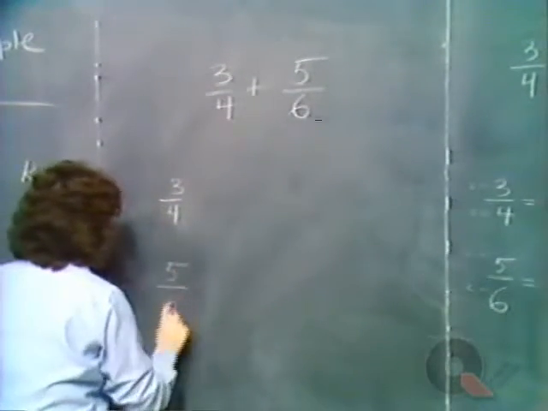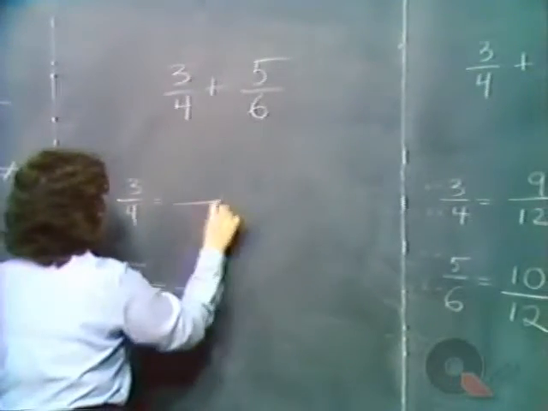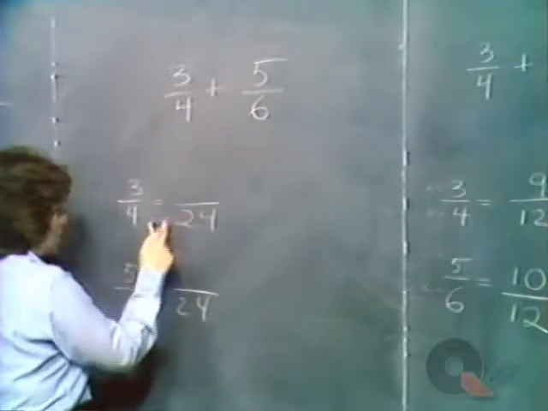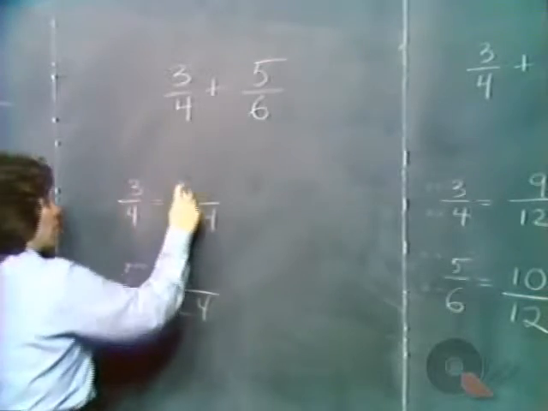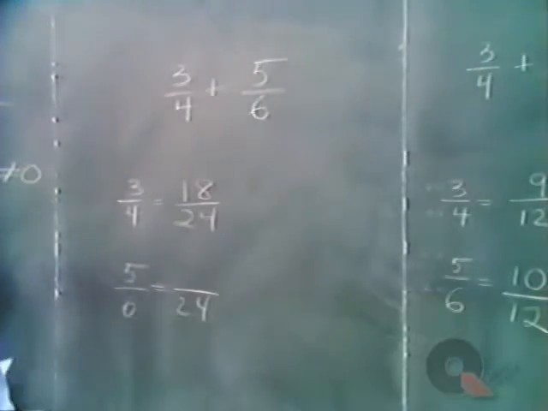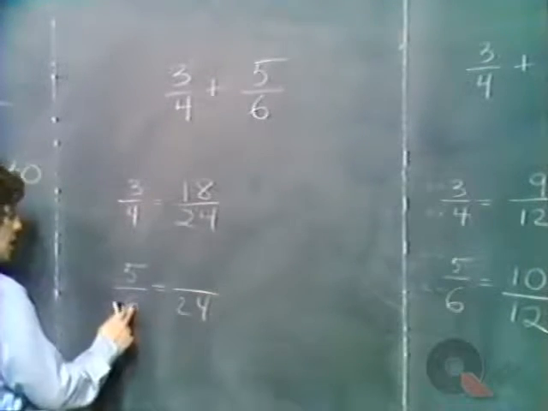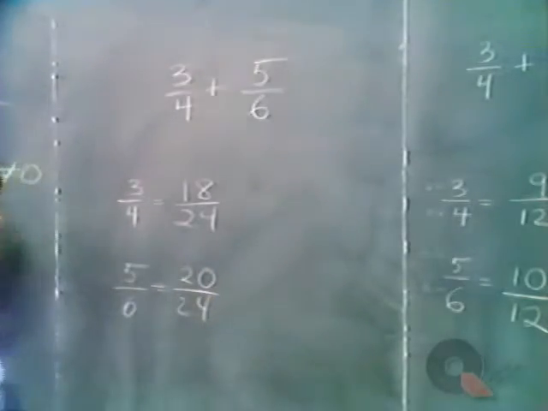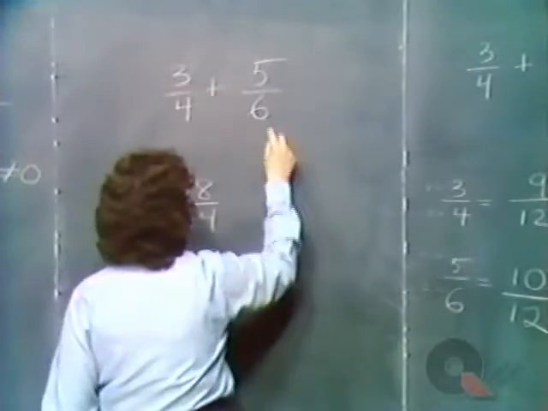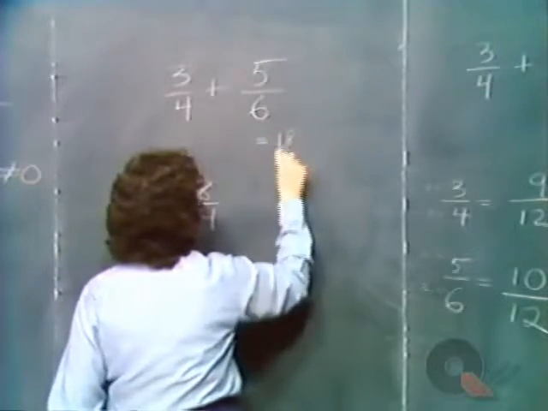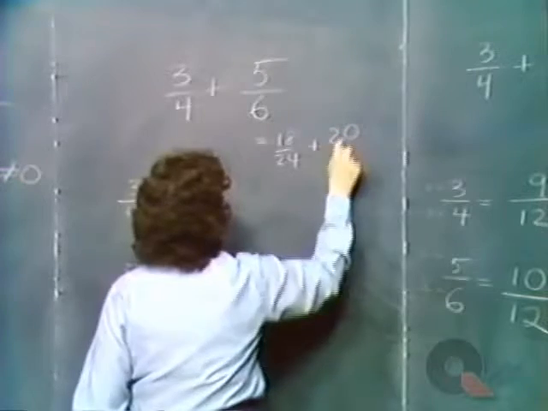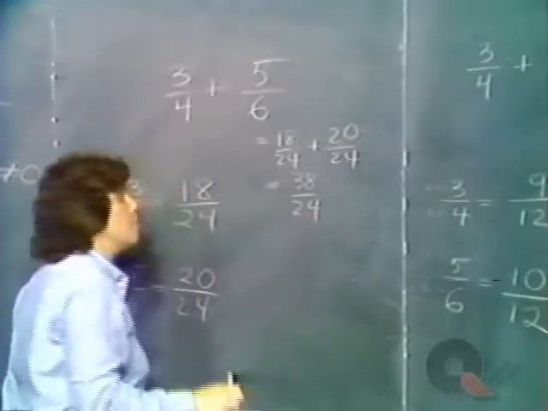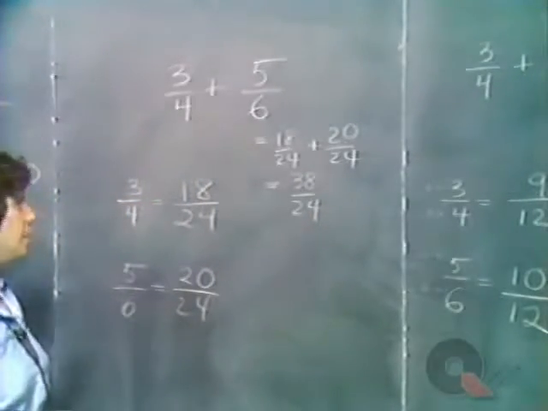If instead we changed into 24ths, which was the product of the denominators, we'd have to multiply 4 by 6 to get 24, so we'd have to multiply 3 by 6. So it's equivalent to 18/24. Here we'd have to multiply 6 by 4, so we'd have to multiply the numerator also by 4, so it's 20/24. So you could write this as 18/24 plus 20/24, which would be 38/24. Now the only problem is that 38/24 would not be one of the choices on the assessment test.